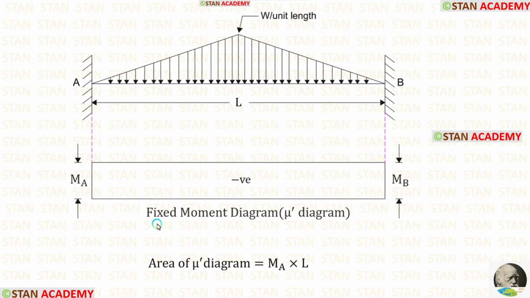Now let us make the fixed moment diagram known as mu dash diagram. Here we have symmetrical loading. So the fixed moments MA and MB will be having the same value. The fixed moment diagram will be in the shape of a rectangle. Now let us find the area of the fixed moment diagram. For that we have to multiply MA with L.